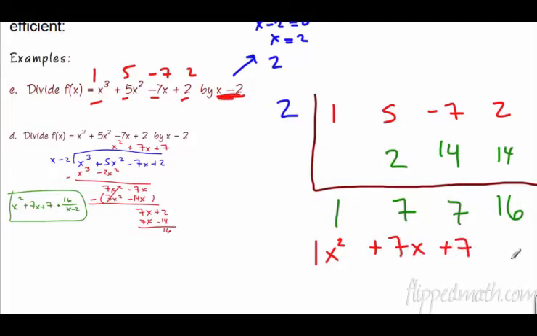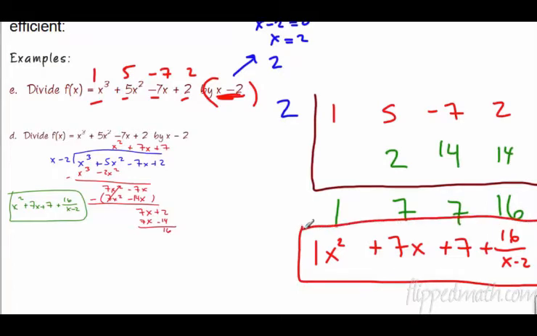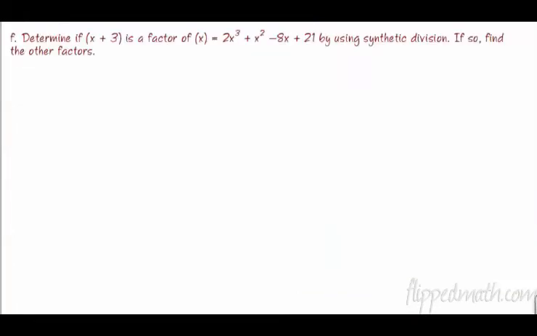You're dividing by x minus 2. So it's plus 16 over x minus 2. Don't go back to your positive 2 because that's not correct. It goes back to what you're dividing by, your divisor. And that's your answer. How much easier was that? That was incredibly easy. That was crazy easy. Crazy delicious.